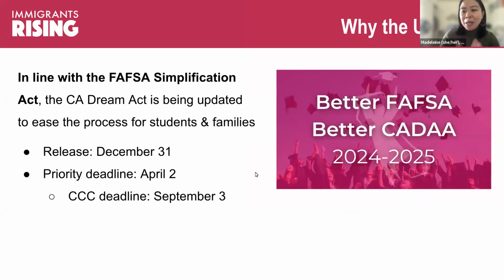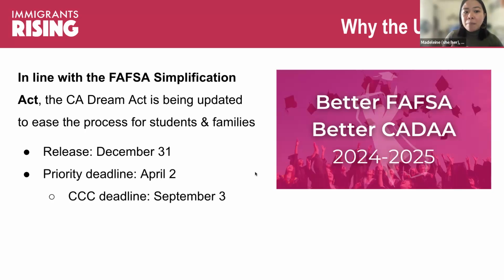And so why we're all here today, these updates for the California DREAM Act, as a refresher, are also in line with the FAFSA Simplification Act that was passed during the pandemic, that called for updates to that financial aid application to make it an easier process for applicants and their families. And I have been seeing in more and more places that the FAFSA will be released on December 31st, at the end of this month. And that means that the California DREAM Act is also expected to be released on that same day.